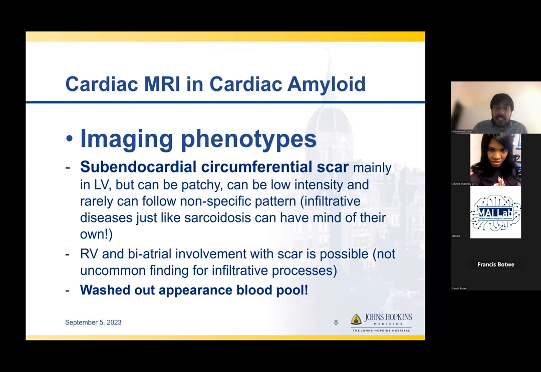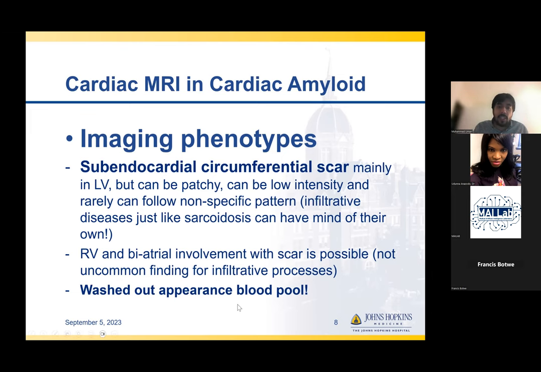When you do LGE imaging, there's going to be subendocardial circumferential scar, but that is not seen in every case. Actually, most cases are patchy subendocardial preferential distribution, but the scar can be anywhere. Just like any infiltrative process, amyloidosis can have an imaging appearance of its own in different cases. And you can also see scar in the right ventricle or in the atria.